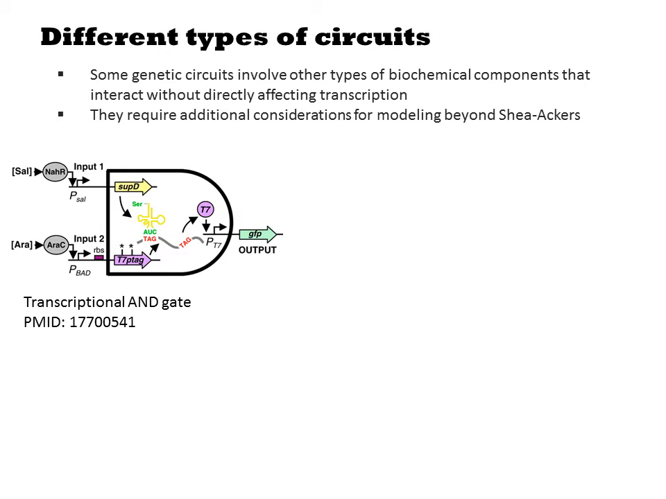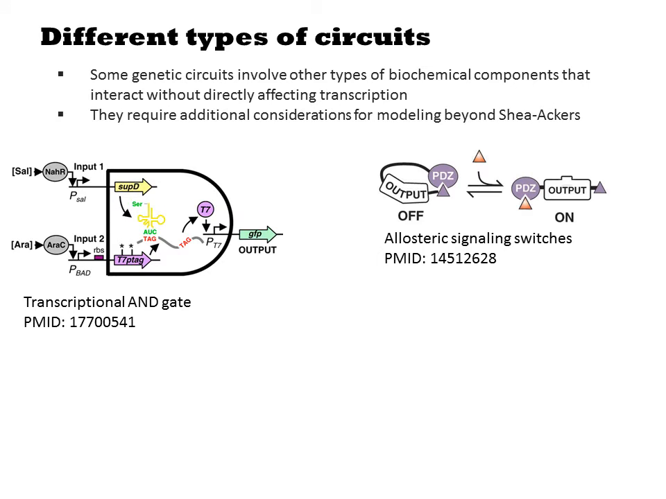Other genetic circuits exploit additional biochemical mechanisms. For example, the transcriptional AND gate employs a suppressor tRNA which causes nonsense suppression of TAG codons in a T7 RNA polymerase gene. To model such a system, we would need to describe this suppression phenomenon in terms of the corresponding translation elongation terms. This genetic circuit by Dueber and Lim isn't a transcriptional circuit at all.